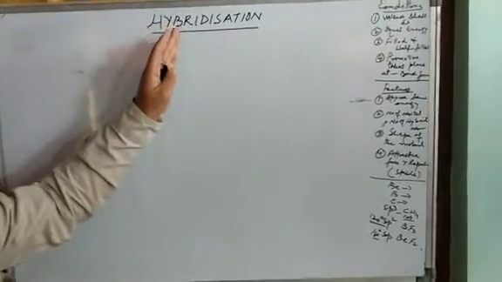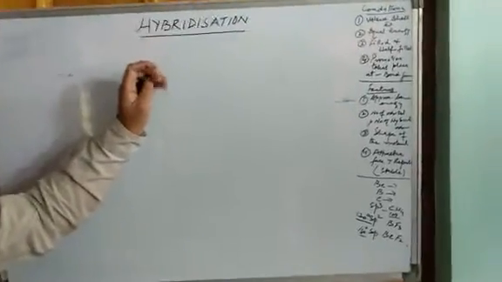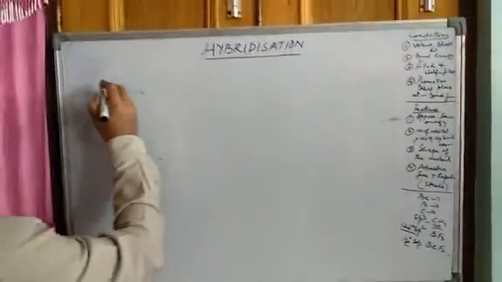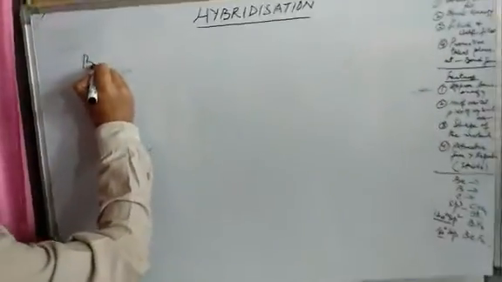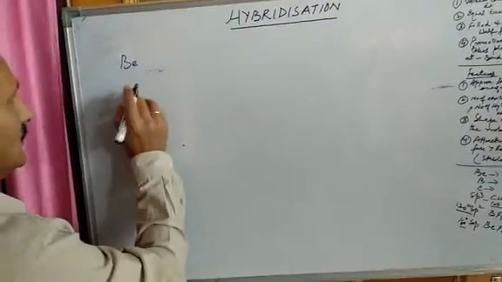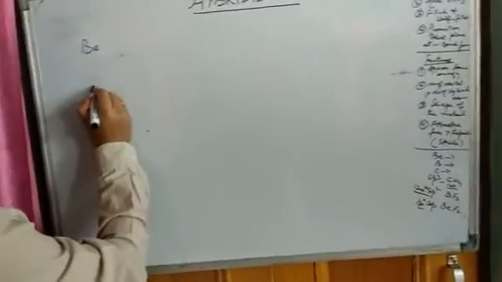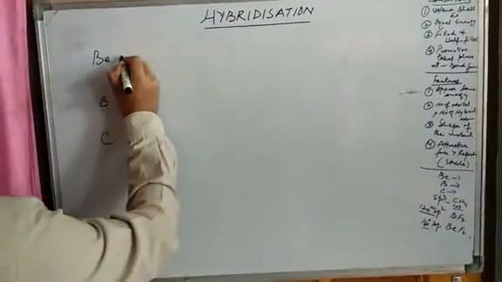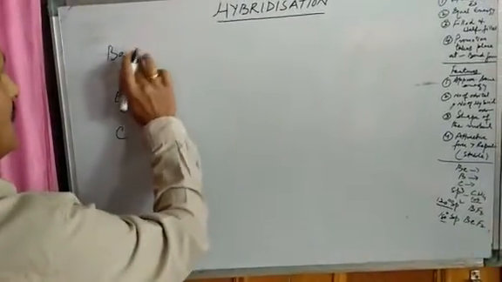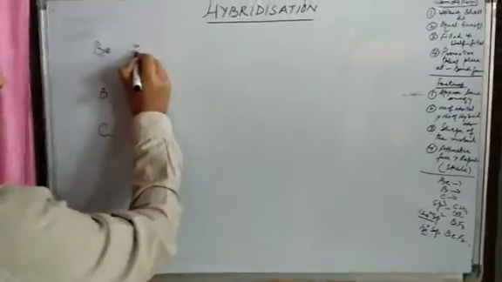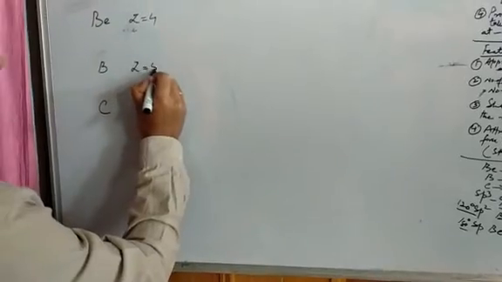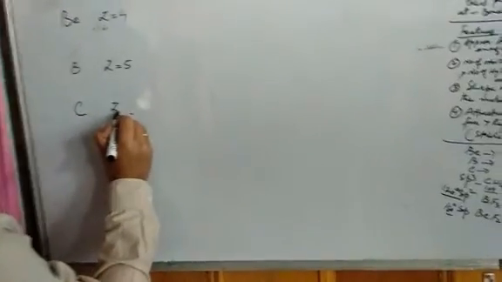Now, before defining hybridization, let us take a few elements. For example, beryllium, boron, and carbon. Beryllium has atomic number 4. Its atomic number is 4. The atomic number of boron is 5 and that of carbon is 6.